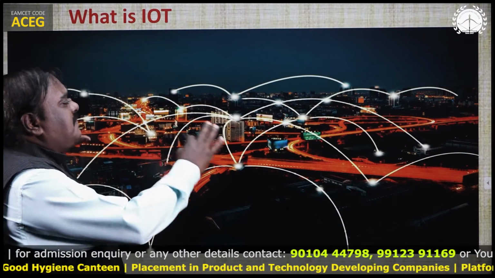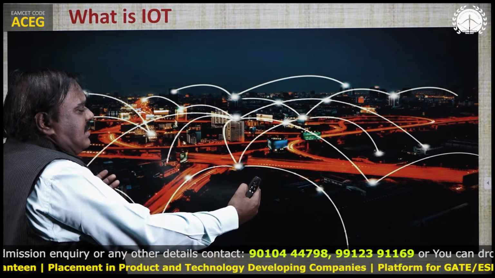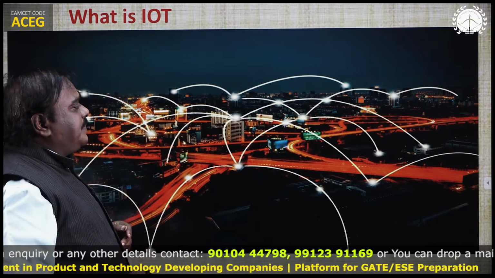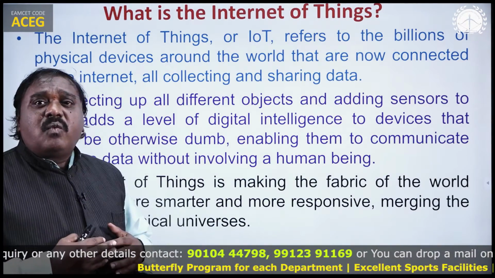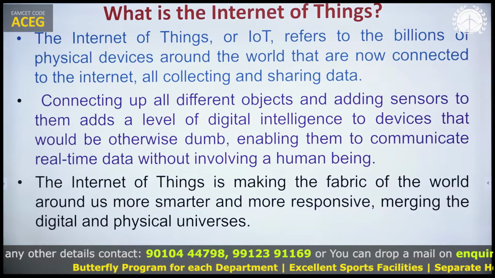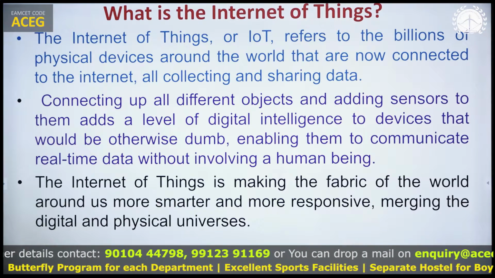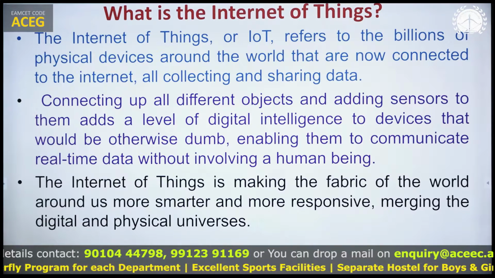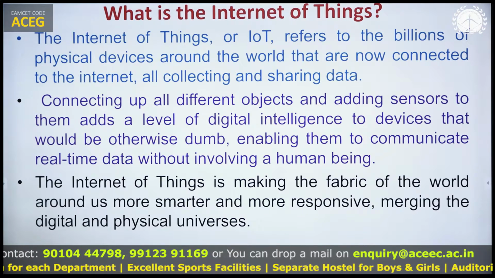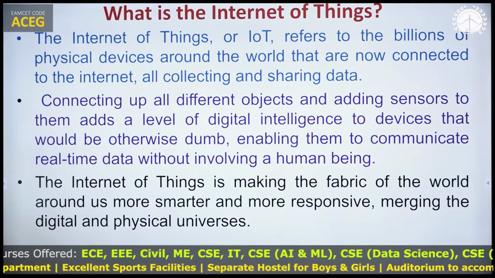Now see this slide here. If you take the entire world, every part of the world, every device in the world, we are connecting through IoT. There's a beauty in this IoT. What is the Internet of Things? The Internet of Things, or IoT, refers to the billions of physical devices around the world that are now connected to the net, all connecting and sharing data. The Internet of Things is making the fabric of the world around us more smarter and more responsive, merging the digital and physical universes.